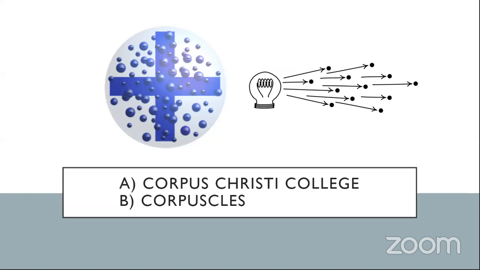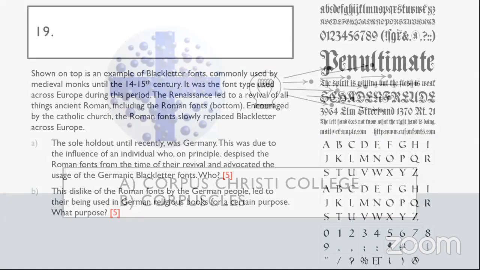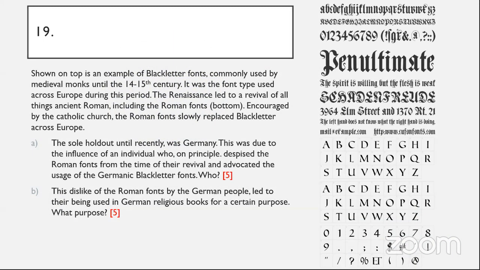Next question to team 3. Shown on top on the right is an example of black letter fonts commonly used by medieval monks until the 14th to 15th century. It was the font type used across Europe during this period. However, the Renaissance led to a revival of all things ancient Roman, including the Roman fonts, which are at the bottom. Encouraged by the Catholic Church, Roman fonts slowly replaced black letter across Europe. The sole holdout until recently was Germany.